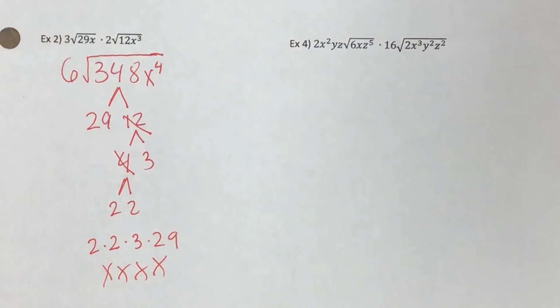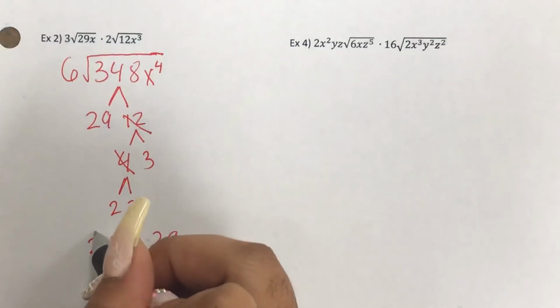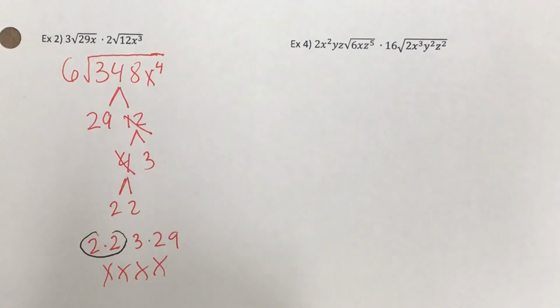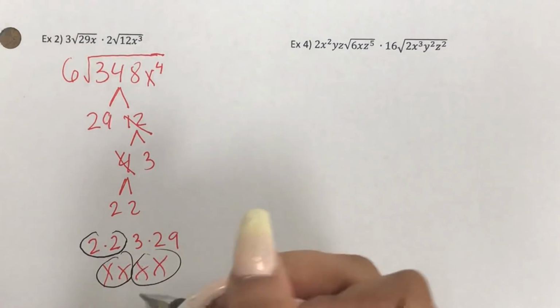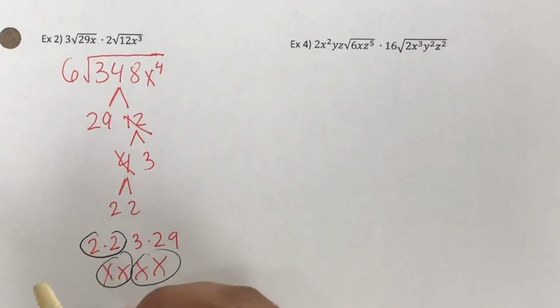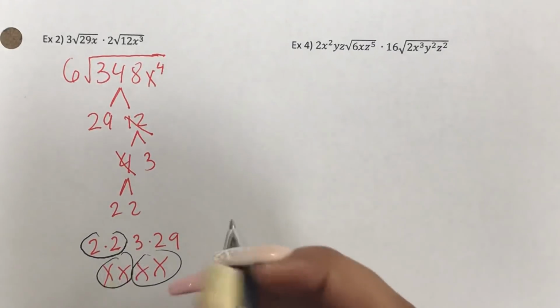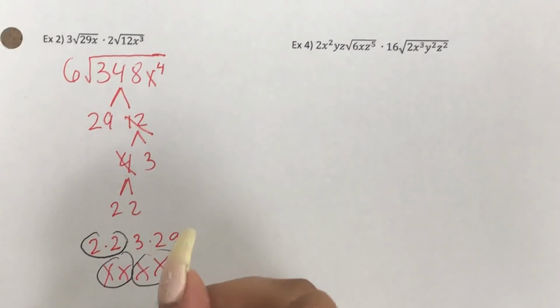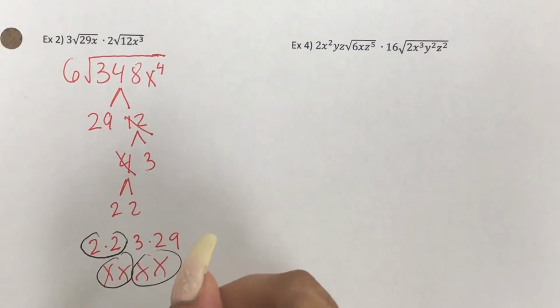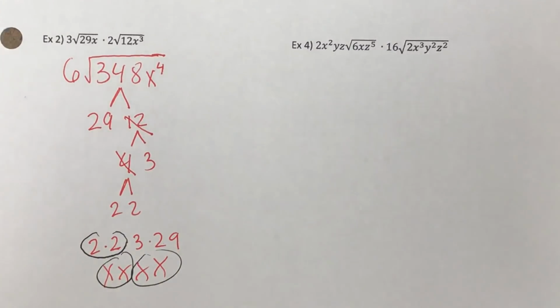Group them. You have one group of 2, and you have 2 groups of x. So write your radical. On the outside you have a group of 2, so one group of 2. And how many groups of x's do you have? 2, so you're going to write x squared. What did not make a group? The 3, the 29, and all of the x's made a group, so that's it.